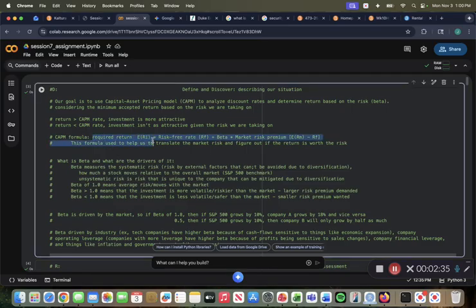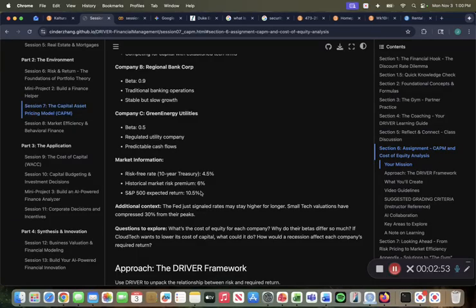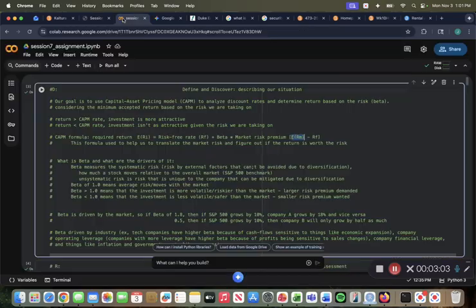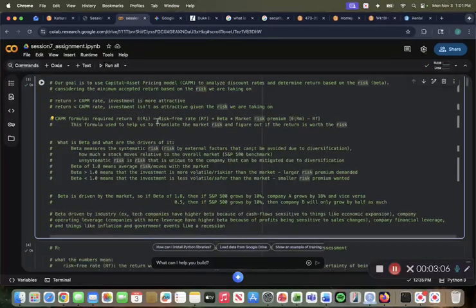And then going over the CAPM formula that we'll be using to calculate our cost of equity: the required return, which is expected rate of Ri, equals the risk-free rate plus beta, which is our risk, times the market risk premium, which is the expected Rm minus the risk-free rate. So the expected Rm, like we said, being this expected return here of 10.5%. So the market risk premium will be 10.5% minus 4.5%, which should give us this 6 right here. So, like we said, this formula will be used to help us translate market risk, figure out if the return is worth the risk we're taking on.